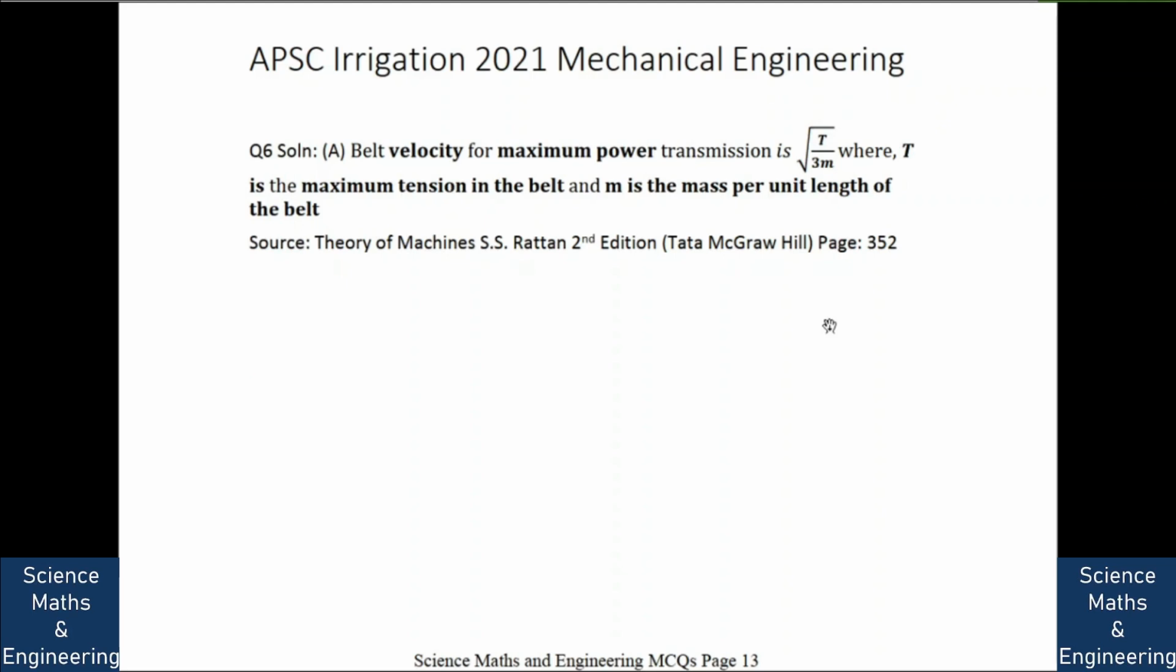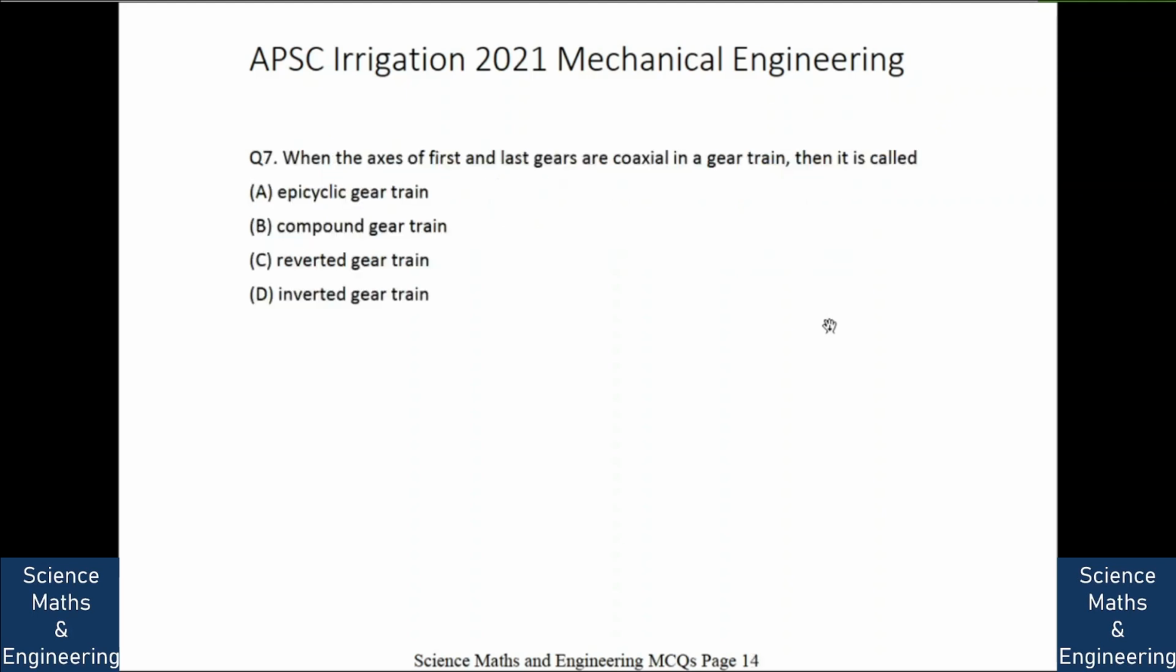Now here, what is T? T is the maximum tension in the belt, and what is m? m is the mass per unit length of the belt. So when T and m are the maximum tension and mass per unit length of the belt, then the maximum power transmission is given by root over T by 3m. Okay, we'll go to the next question.